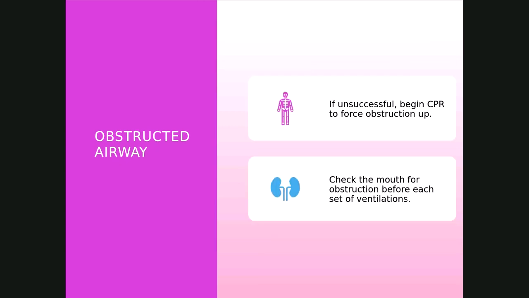If you're unsuccessful in dislodging it, then you can begin CPR to actually force the obstruction up and out of the airway. You want to check the mouth repeatedly for the obstruction before each set of ventilations that you give the patient, so that you don't accidentally use the ambu bag to blow it back down the patient's throat.